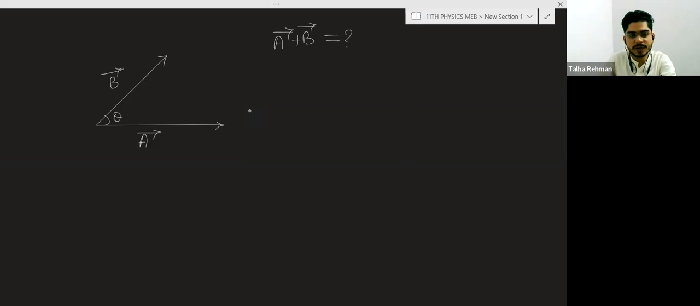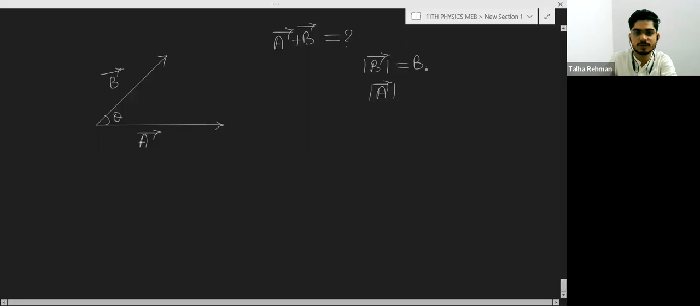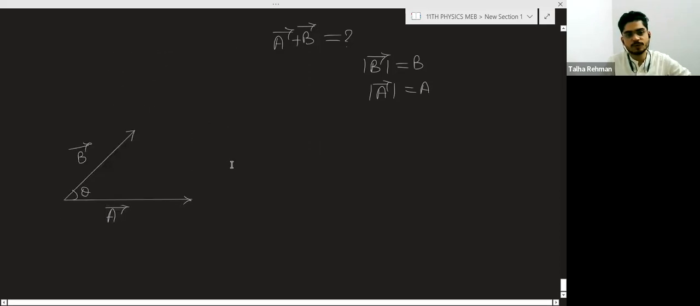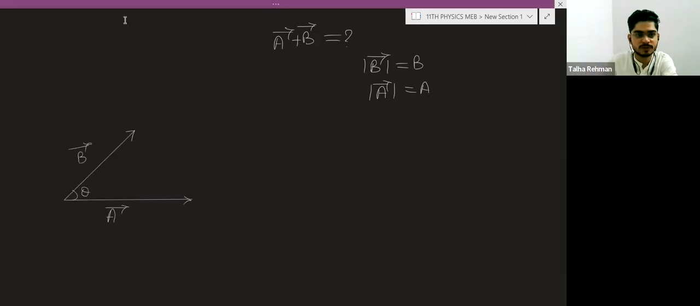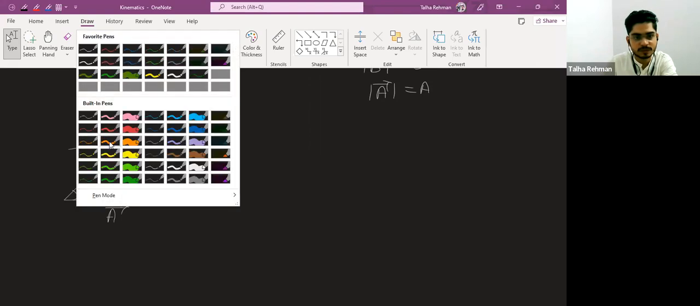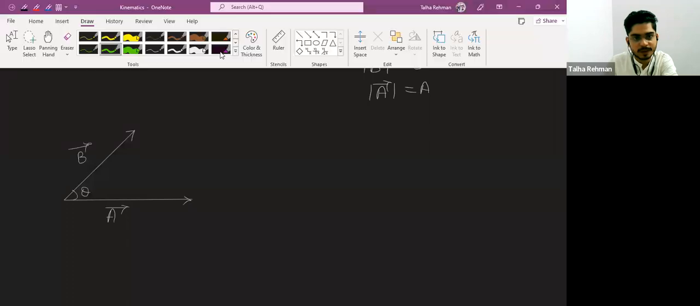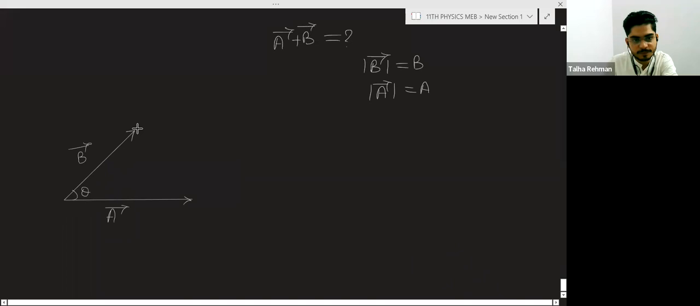I am already telling you the magnitude of the vector b is b, and the magnitude of the vector a can be written like this, or you can simply write a. What is the meaning of the magnitude? The length of this side. b is the length of this arrow, and a is this length. So in this law you will do some geometrical constructions by yourself. What is the meaning of geometrical constructions here? You will draw a line from this point, or you can draw a line from this point also. You can choose any point. I am choosing this point.